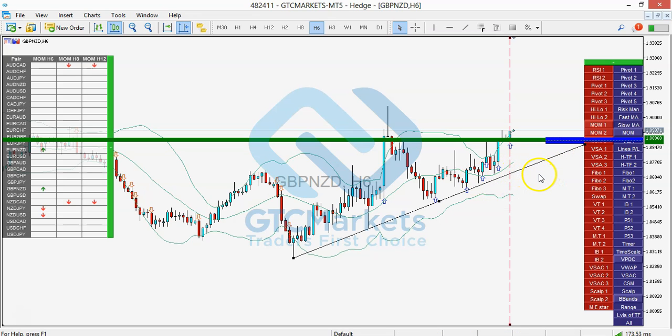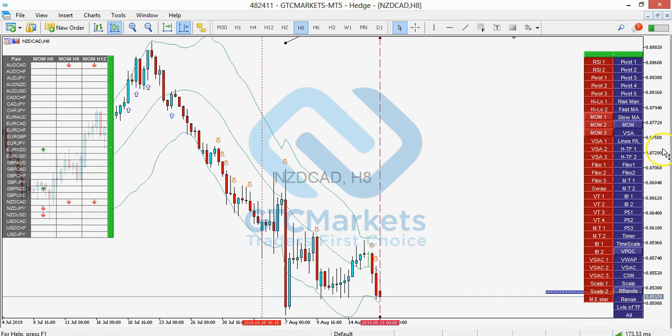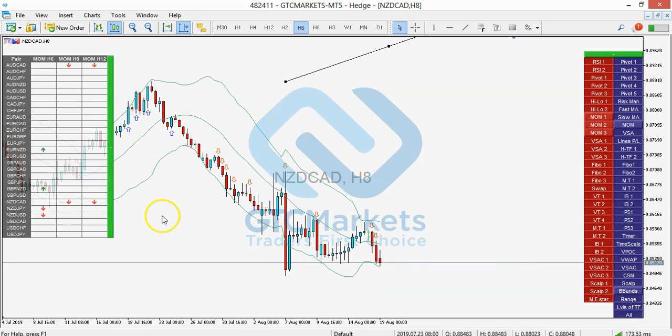Okay, and if you are breaking the support, you can come into a selling position. Okay, keep this in your mind. And the next one is New Zealand CAD. What do we have in the New Zealand CAD?